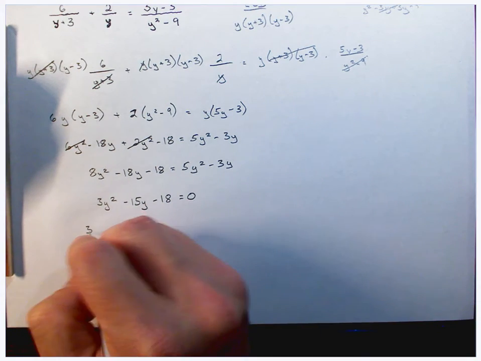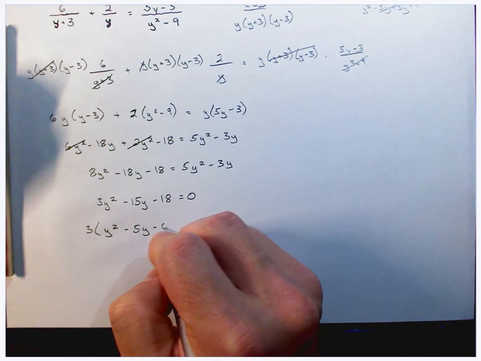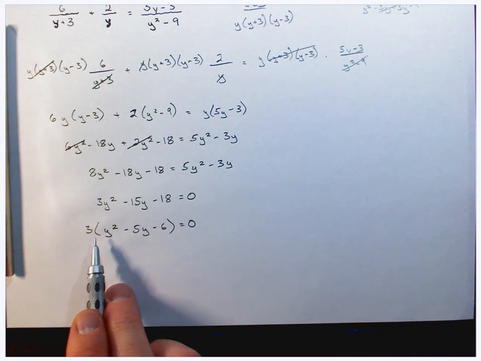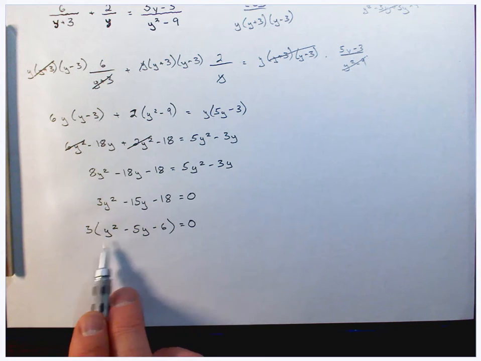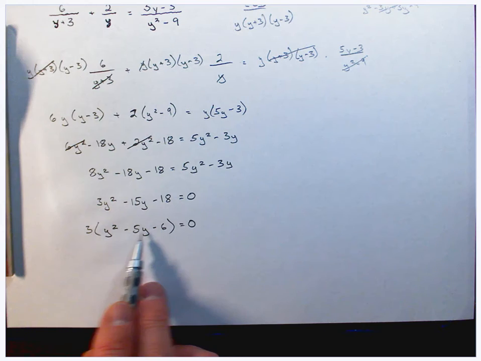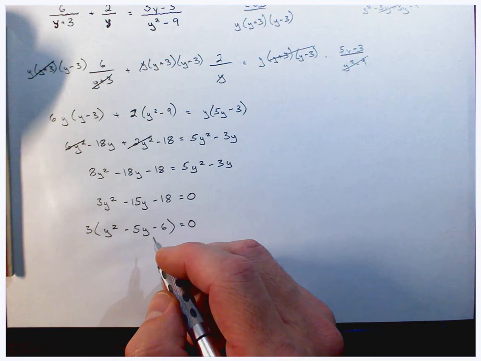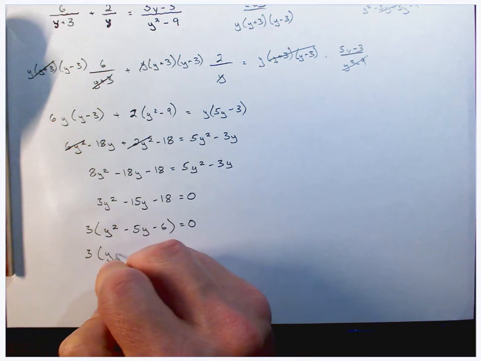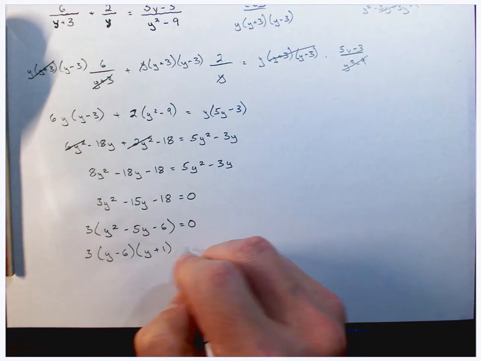Now I'm going to factor out a 3, and that leaves me with y squared minus 5y minus 6. I factored out the 3 because this allows for simplicity of solving this trinomial, this quadratic. I can factor this a lot easier having my a term as a 1. And then whenever I factor this, this turns into y minus 6 times y plus 1.